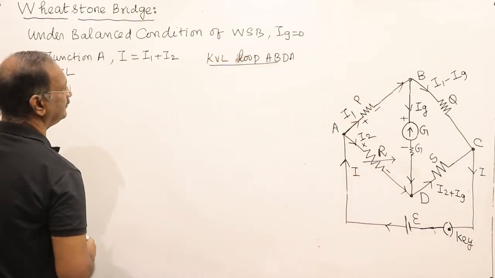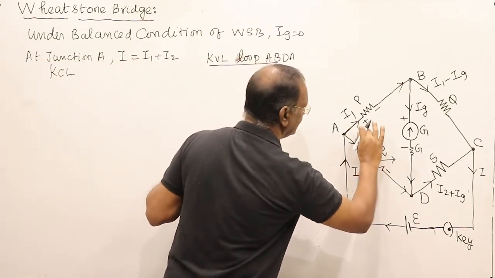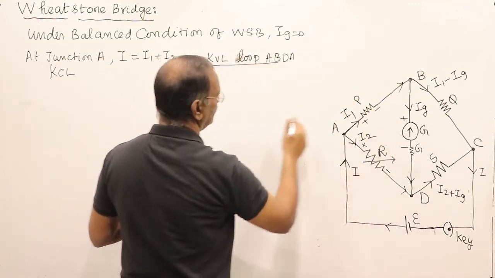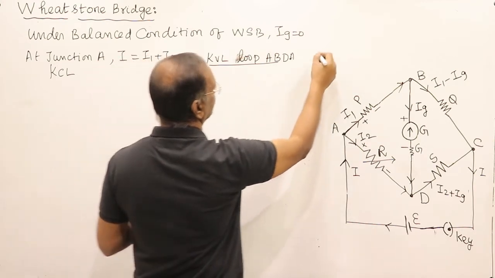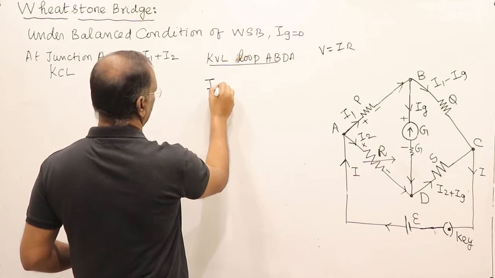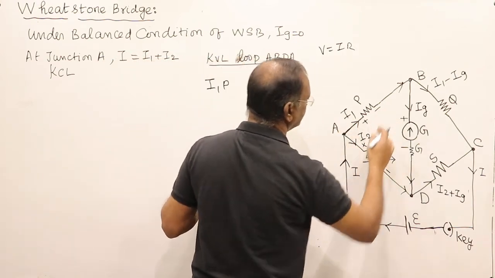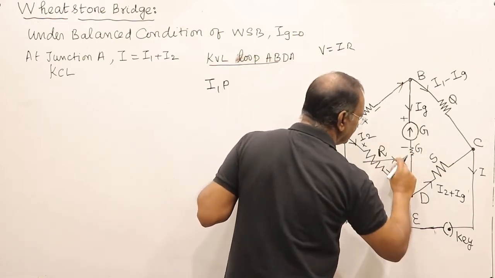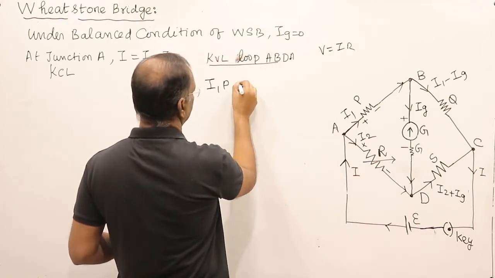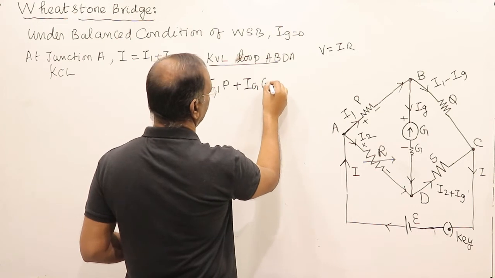Let us say A to B. What is the voltage A to B? It will be positive voltage because we are going from positive to negative. What is the voltage across this one? I1 into P, because voltage is equal to I into R. Here I1 into P is the voltage. It is a positive voltage because we are going from positive to negative. Again, we are coming from here to here. It means this side is positive, this side is negative. So here positive, that is Ig into galvanometer resistance.